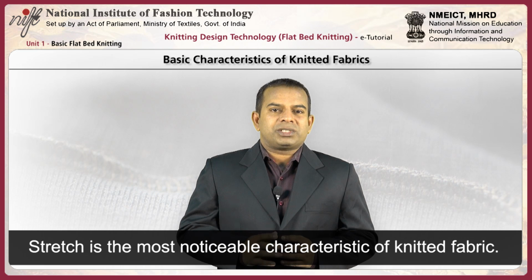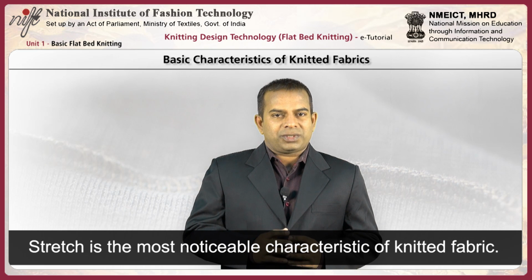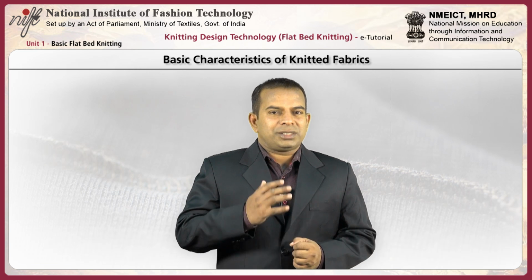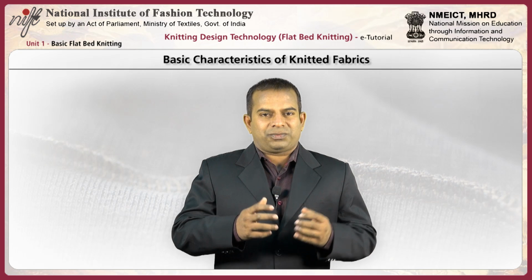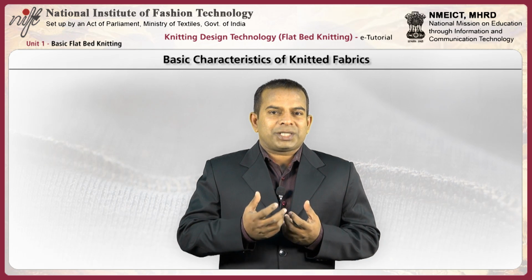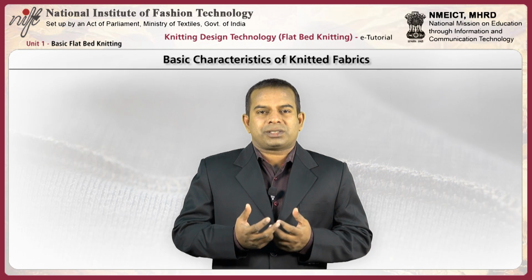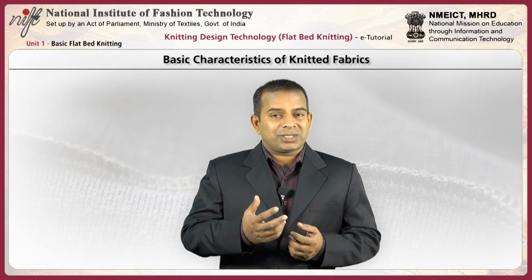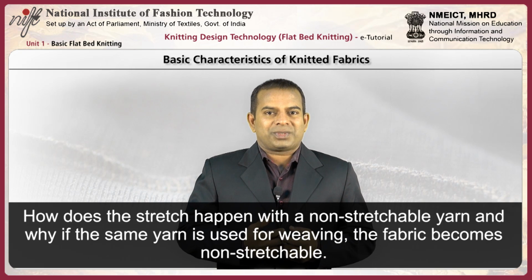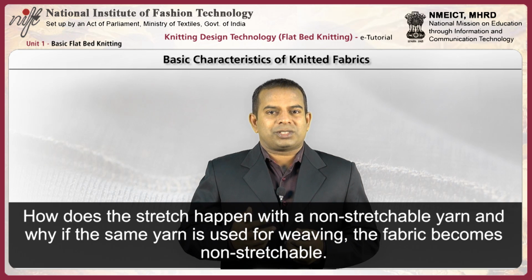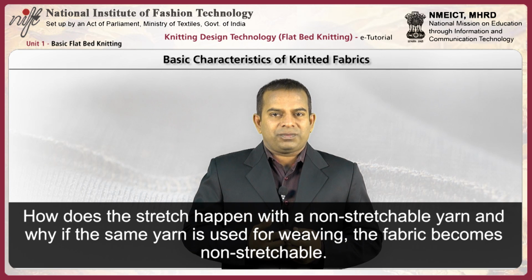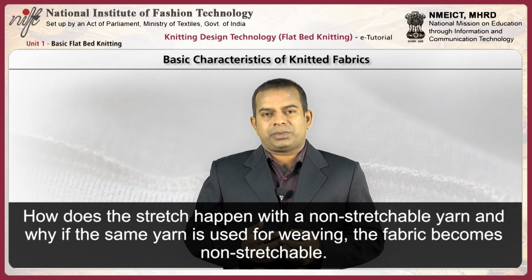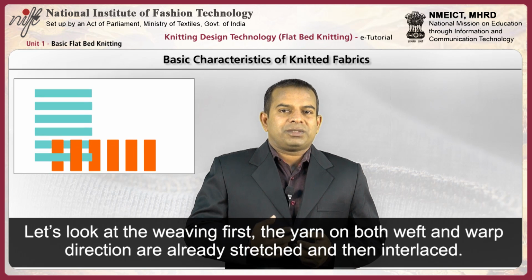Stretch is the most noticeable characteristic of knitted fabric. So, how is knitted fabric different from wovens? When you hold it, probably the stretch is the most noticeable characteristic of knitted fabric. Stretch is achieved with a non-stretchable yarn. So, how does the stretch happen with a non-stretchable yarn, and why does the fabric become non-stretchable when the same yarn is used for weaving? Let's look at weaving first.